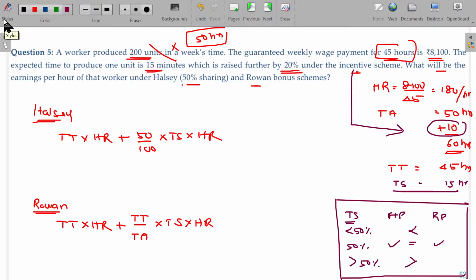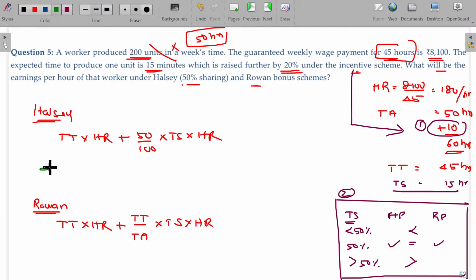This is very, very important. At 50% time saved, Halsey and Rowan will be the same. If the time saved is less than 50%, then Rowan is better. If the time saved is more than 50%, then Halsey is better. Two points to be noted here: number one, time premium; number two, this comparison. Yes, you can finish up the Halsey plan calculations easily here.